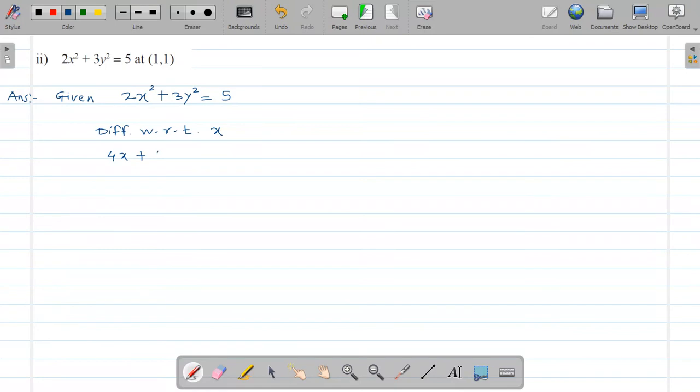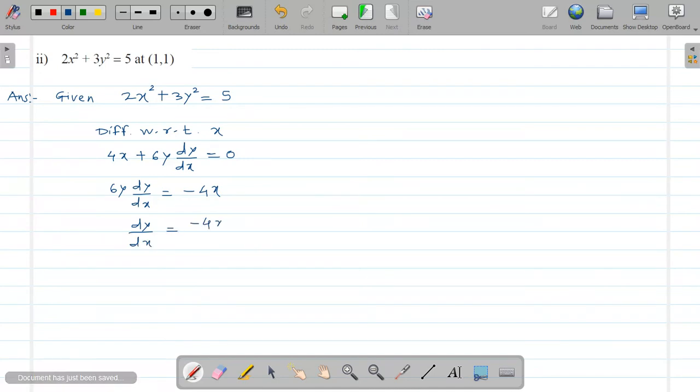So it is 6y dy by dx. Check this. It is equal to, on the right hand side it is only constant 5, so derivative is 0. Now here in this case we require dy by dx first. So for that I will write 6y dy by dx is equal to minus 4x, and hence we get dy by dx is equal to minus 4x upon 6y, and after simplification you will get minus 2x upon 3y.